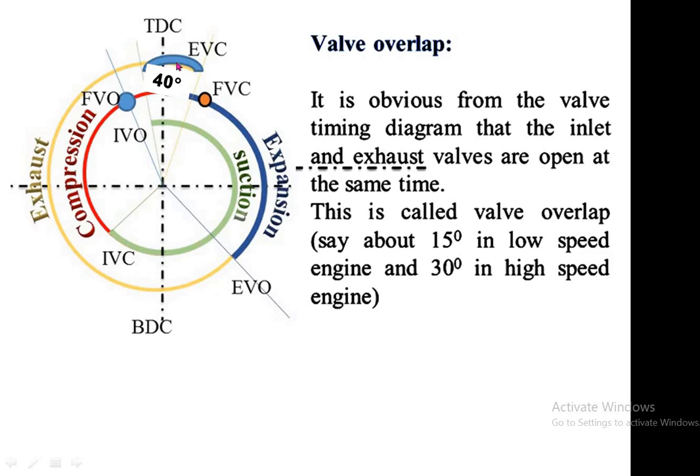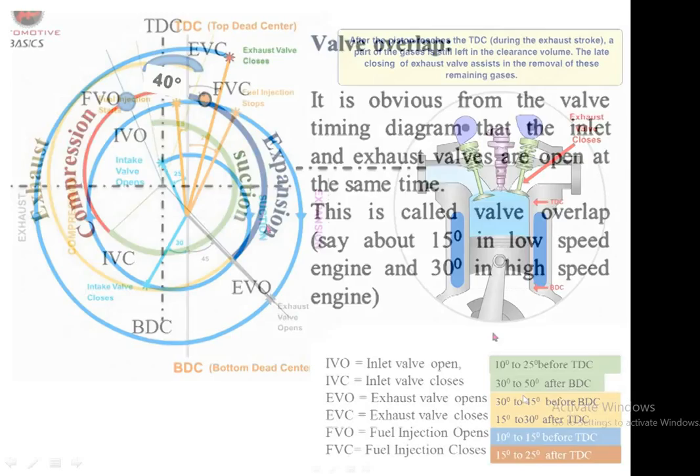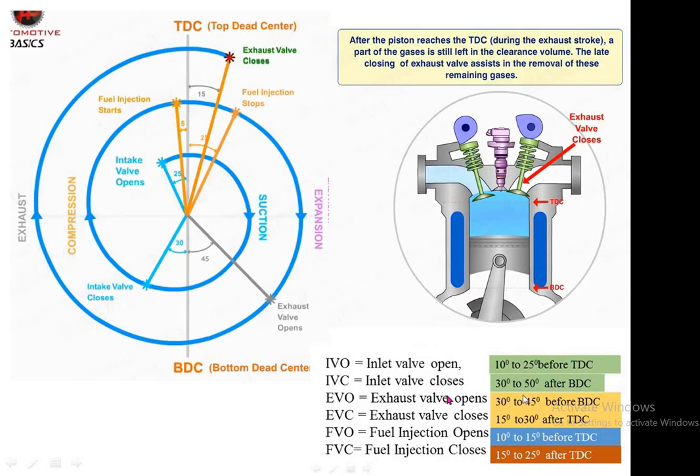So this is the overlapping period of 40 degrees in which the inlet valve as well as the exhaust valve both remain open. If we see the opening and closing of the valve, then the inlet valve remains open 10 to 25 degrees before top dead center, depending upon the type of engine. Then the inlet valve closes 30 to 50 degrees after the piston reaches the bottom dead center.